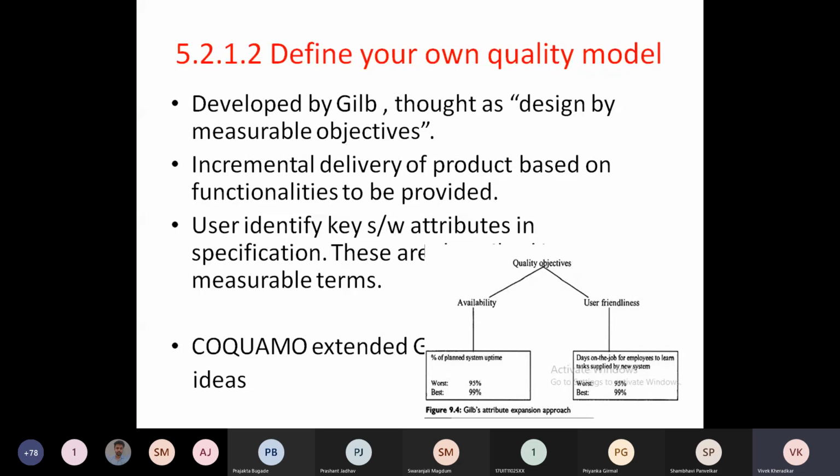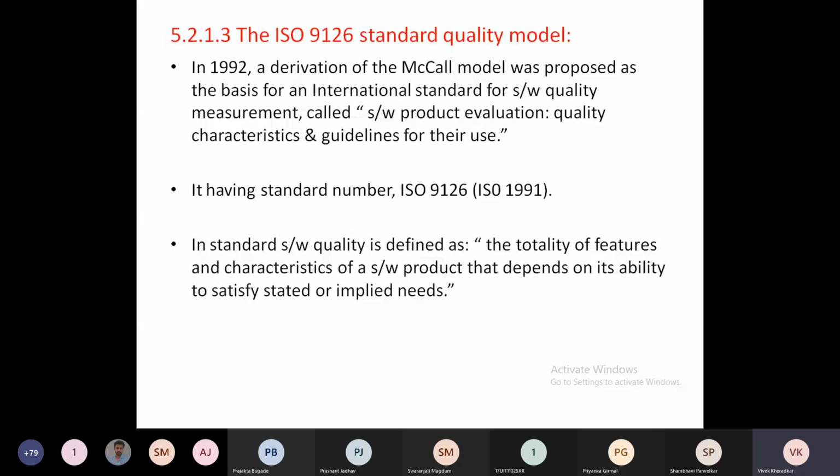But obviously, while measuring the quality of software, we want a standard which will be followed. So in 1992, derived from the McCall model, they proposed a new model based on the international standard for software quality measurement, called software product evaluation: quality characteristics and guidelines for their use. They defined the criteria for a standard for software quality measurement, and the standard number assigned to it is ISO 9126.